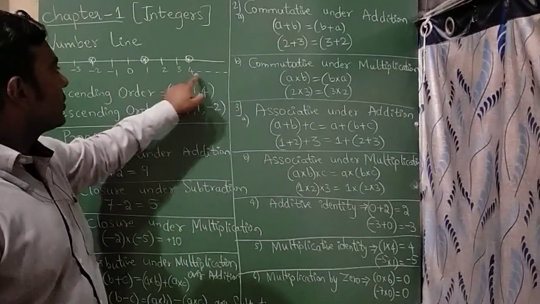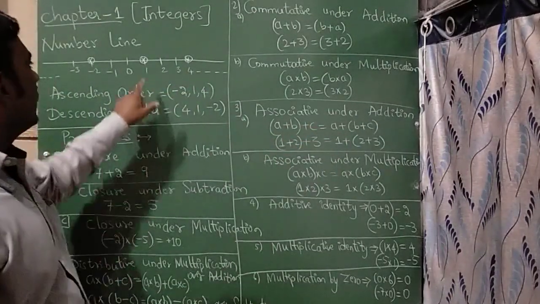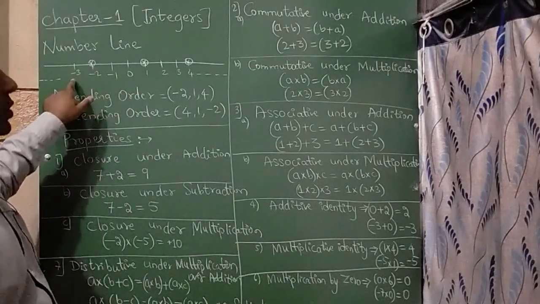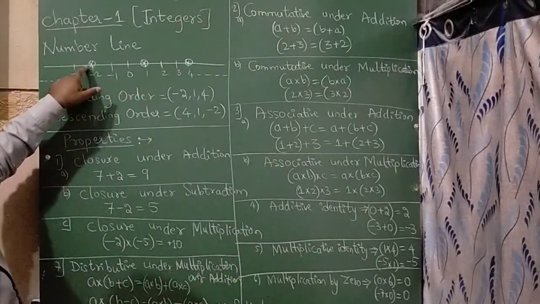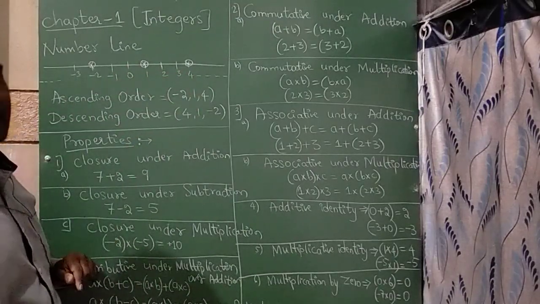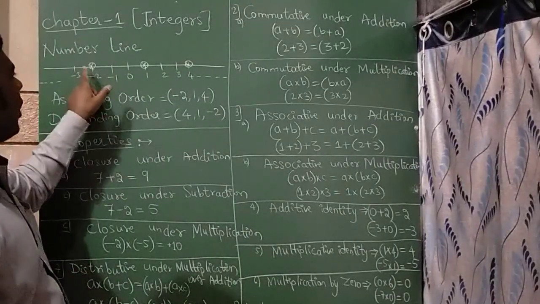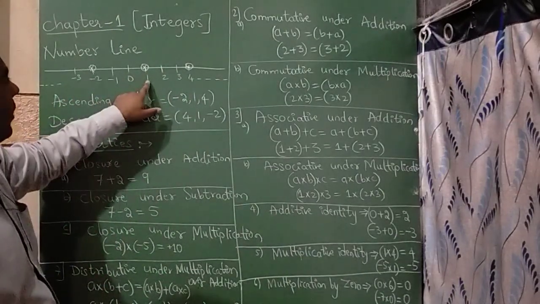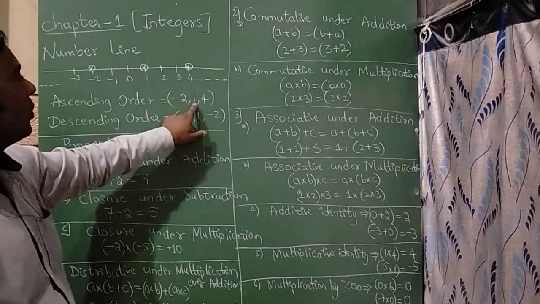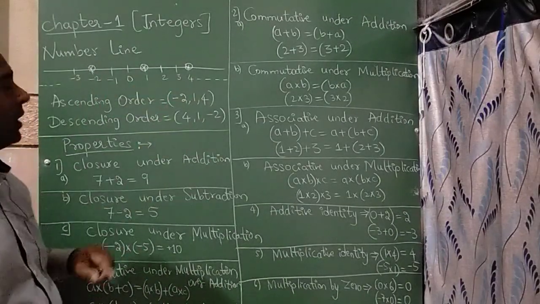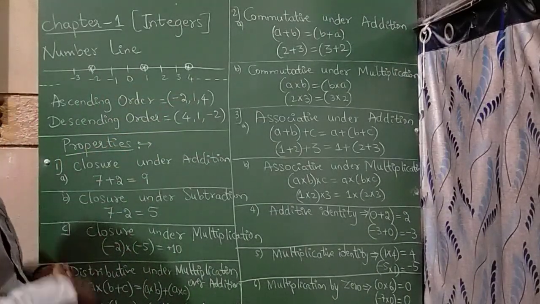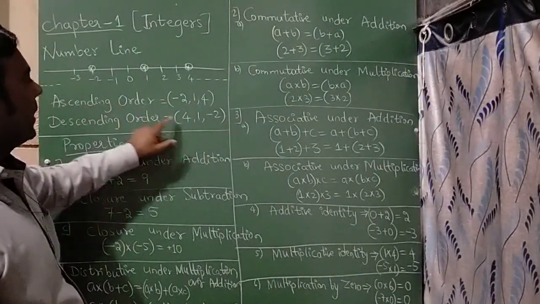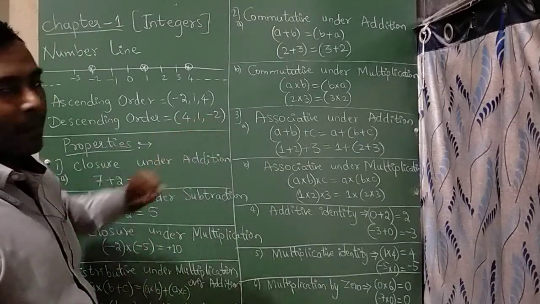All these are positive from the right hand side: 1, 2, 3, 4 and so on. And on the left hand side it is -1, -2 and -3. I have marked a few numbers here for better understanding. Ascending order means smaller number to bigger number. So the smaller number is -2, then 1, then 4. So -2, 1, 4, because I have marked here. Now descending order means big to small. So the bigger number is 4, next is 1 and next is -2. So 4, 1 and -2.